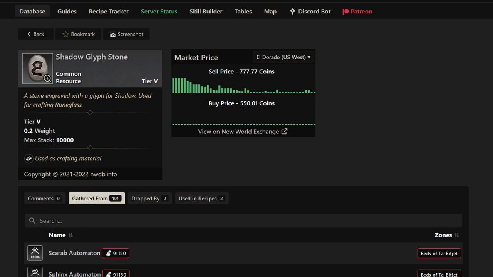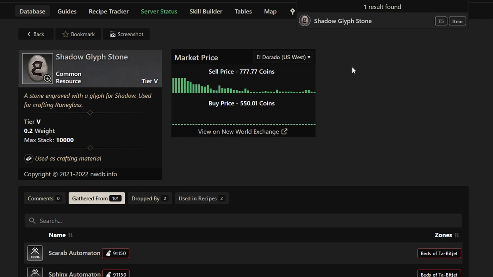And it's from the Beds of Tjibet. This is the Beds of Tjibet, which is kind of an annoying place to be honest, just because of all of the, I think you can get acid there, you can get blight there. We've been there many times with my group, and it's not a fun place to be, but it is 780 gold per Shadow Glyph Stone. So it's definitely worth farming if you're looking for gold.